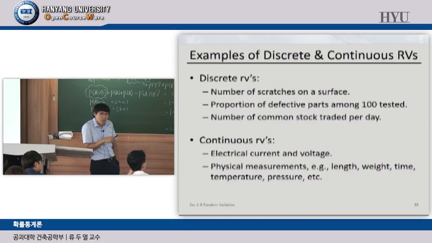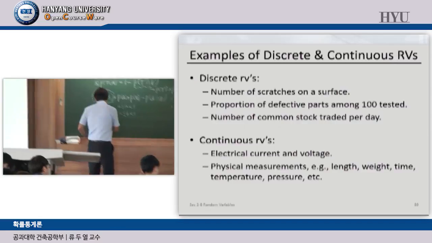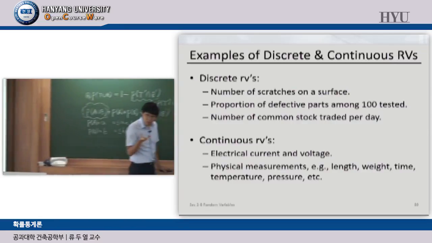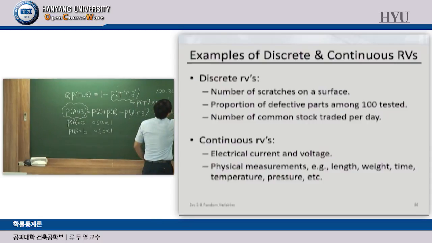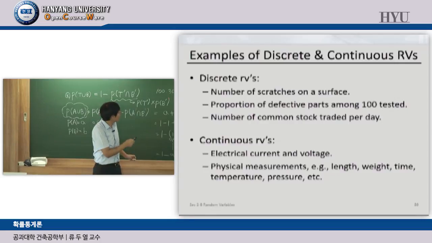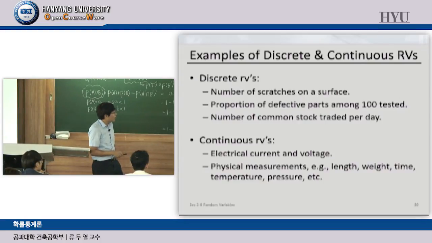In this case, electrical current and voltage, we cannot count them, right? And also the physical measurements, such as length, weight, time, temperature, and pressure, etc. Because if we want to precisely measure the weight of some product, there will be, for example, 100.36254, blah, blah, blah, right? So in this case, we cannot count the actual number of weights. So the physical measurements are included as continuous random variables.